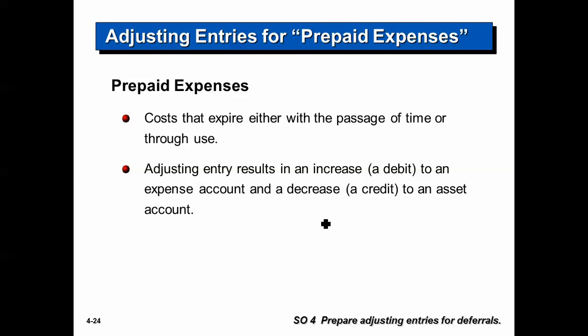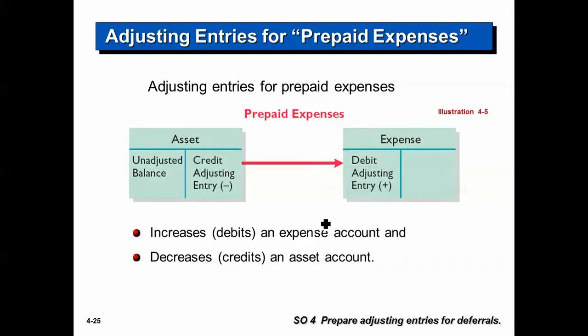And what we do for these types is we debit the expense, debit insurance expense, credit the asset, prepaid insurance. Or if it was prepaid rent, I debit rent expense, credit the asset, prepaid rent. And there we have it. We recognize the expense here by debiting the expense and reducing the asset. All right? That's how we handle that.